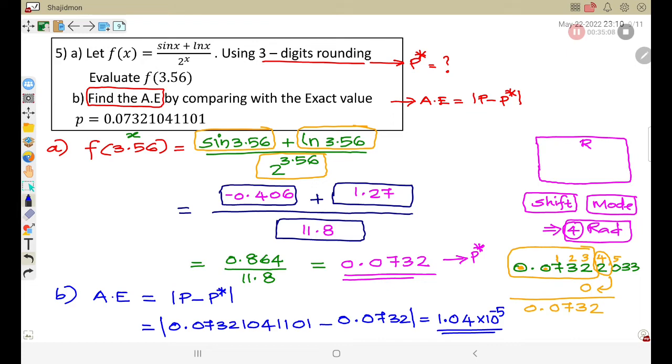I hope you understood this question. You can do it separately by using a calculator. All are practical questions, so we need to practice using a calculator.